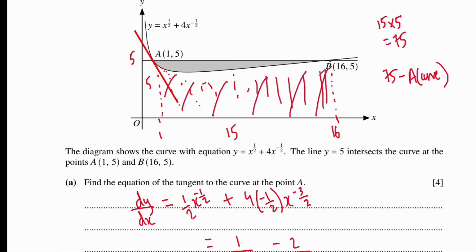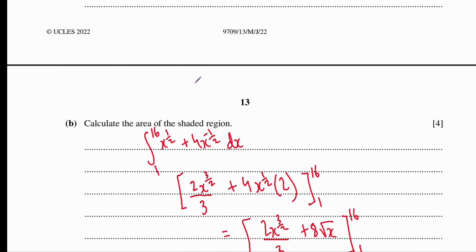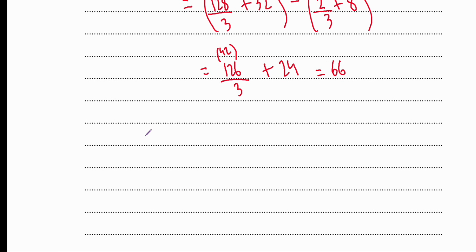Which makes sense that it's less than 75, right? Because this rectangle is 75. So now we want the area of just this thing right here. Well, if we did 75 minus 66, then we get that answer, right? Because we're just subtracting the areas. 75 minus 66 is just 9.